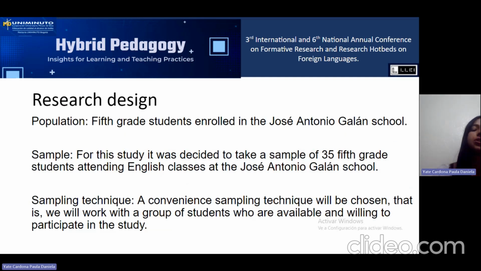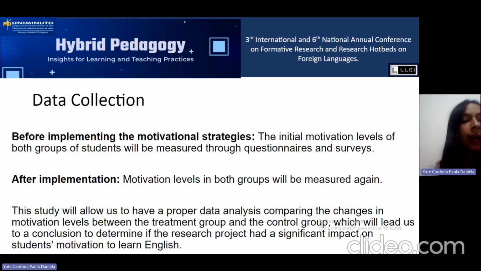Okay, this is the research design and population. We work with 5th grade students at the Jose Antonio Galan School, for example, 35 5th grade students attending English classes. Sampling is a convenience sampling technique. We will work with a group of students who are available and willing to participate in this study. In the data collection, the results before and after the implementation of motivational strategies will be measured by means of surveys and questionnaires.